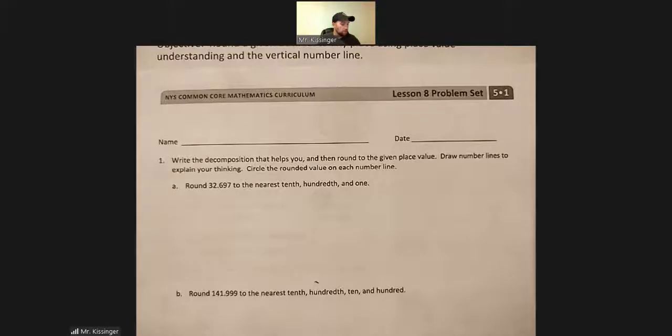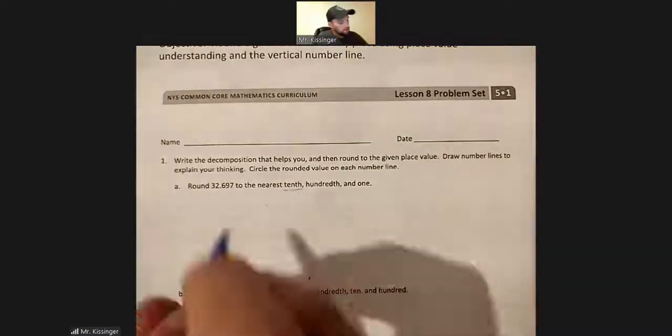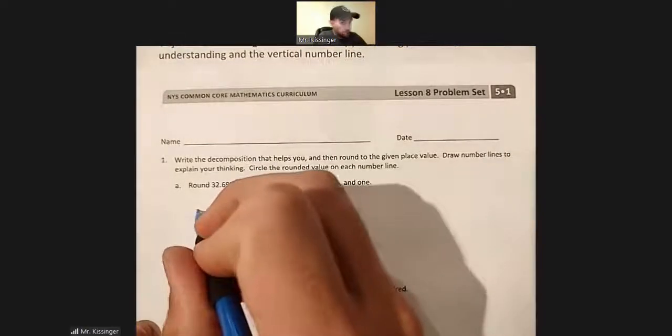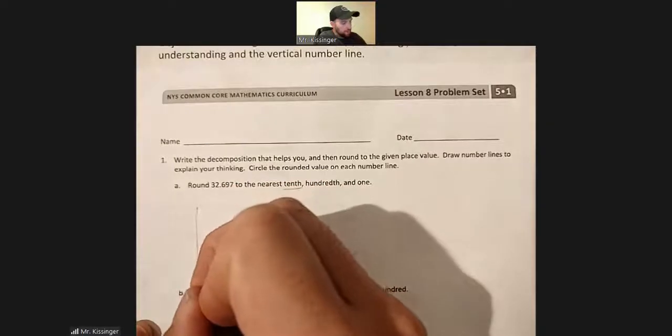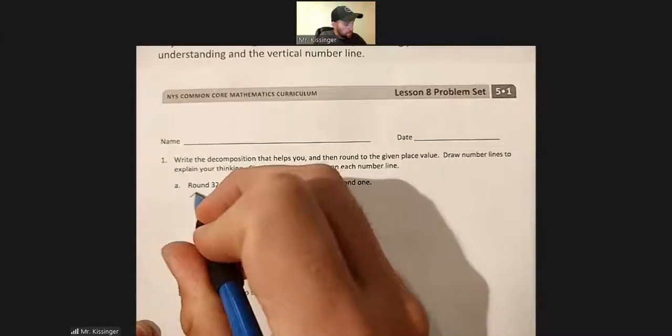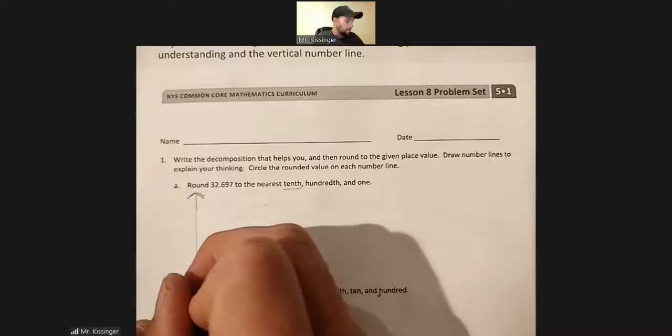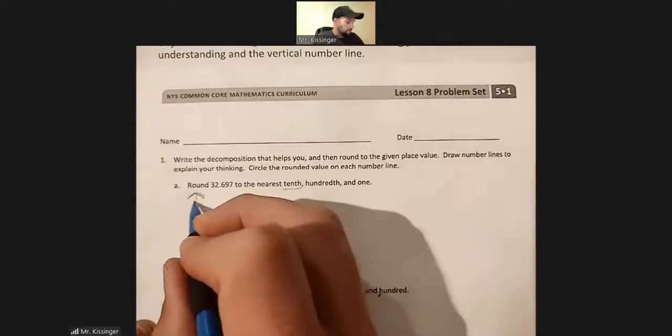So it says round 32.697 to the nearest tenth, hundredth, and 1. So let's start with the nearest tenth. So we make our number line, and we don't want to make our number line any bigger than we need to. So we're just going to put the next lowest and next highest tenth on the top and bottom.